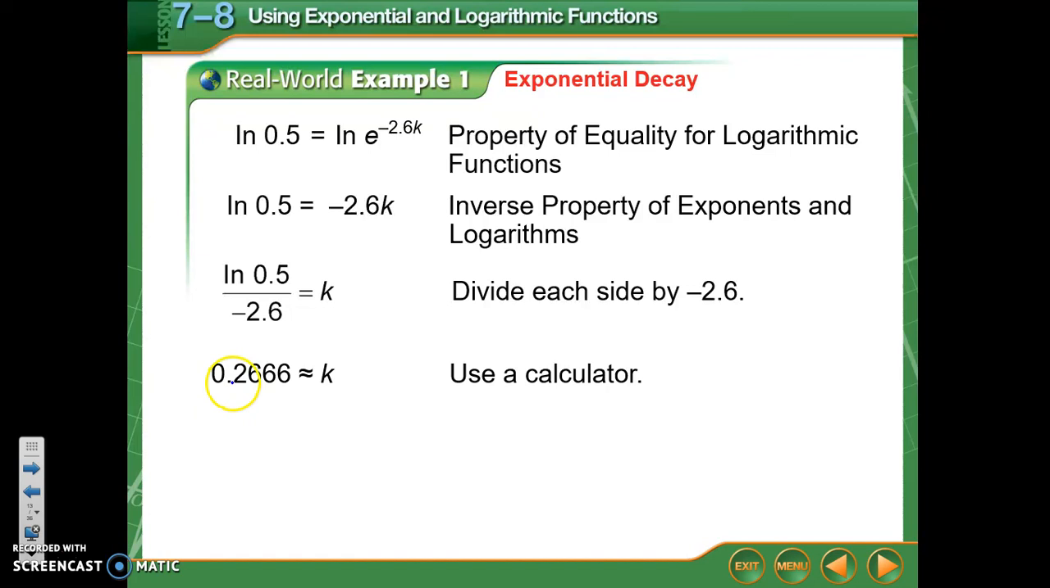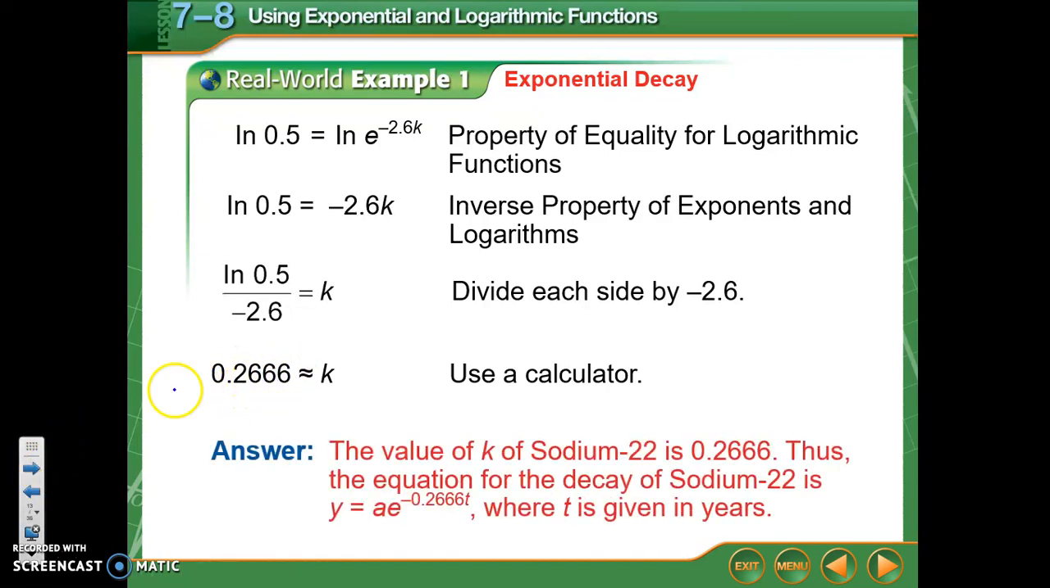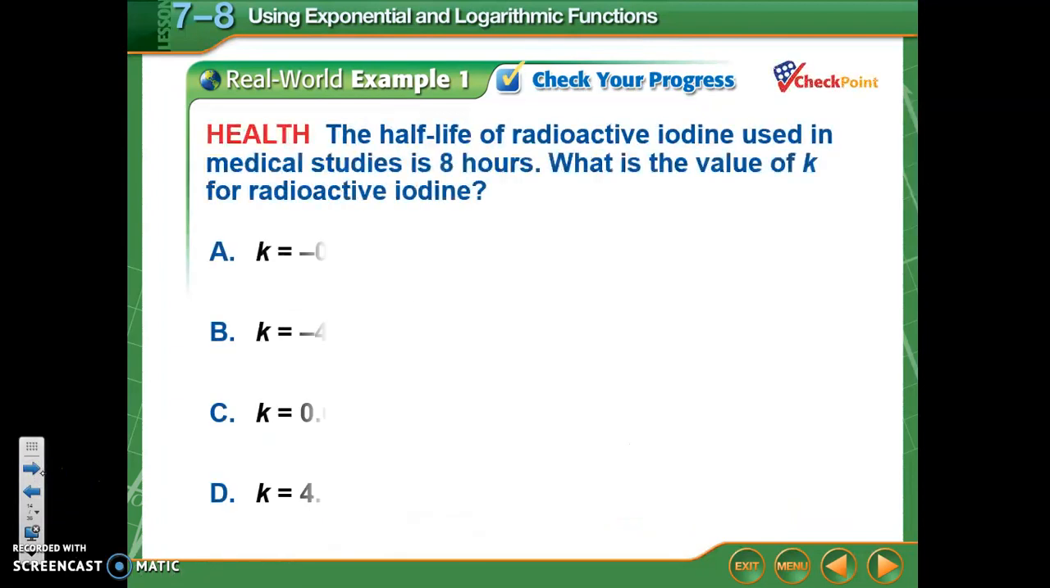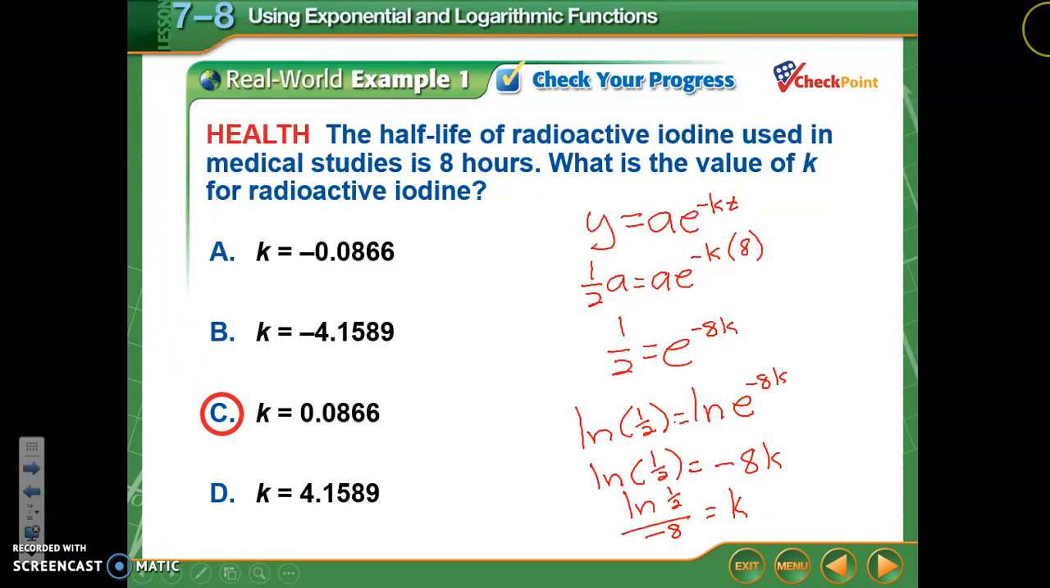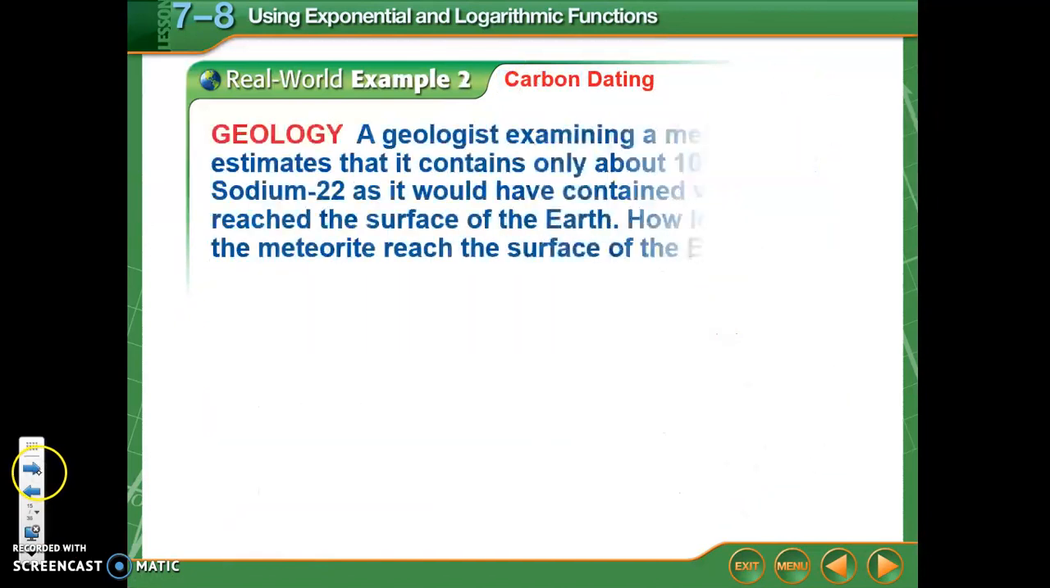So the value of k is about 0.2666. Notice we're still rounding to the nearest 10,000th. So the value of k is this value, and so my equation would look like this. So I could put in any initial amount at any time and figure out the amount that would be left. Okay, so you guys try this one, another half-life problem. All right, your answer here should be C. All right, and there's the work that you can follow through. Feel free to pause if you need to take a look at that.